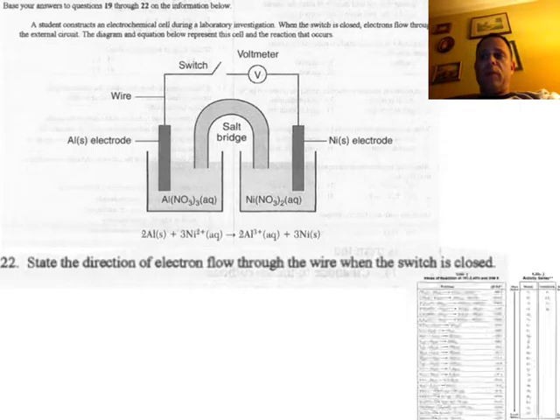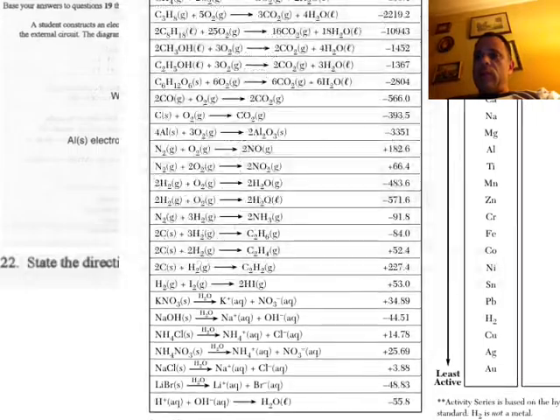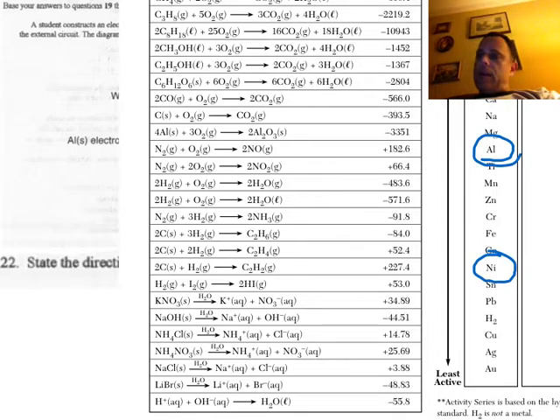Now we're looking for aluminum and nickel. And where are they? Let me make this a little larger. Here we have aluminum, and here we have nickel. And here's how we figure it out. Aluminum is more reactive. It will lose electrons more easily because it's a metal, compared to the nickel. So the electrons will flow from aluminum to nickel. And that's exactly what you state. The electrons will flow from aluminum to nickel.